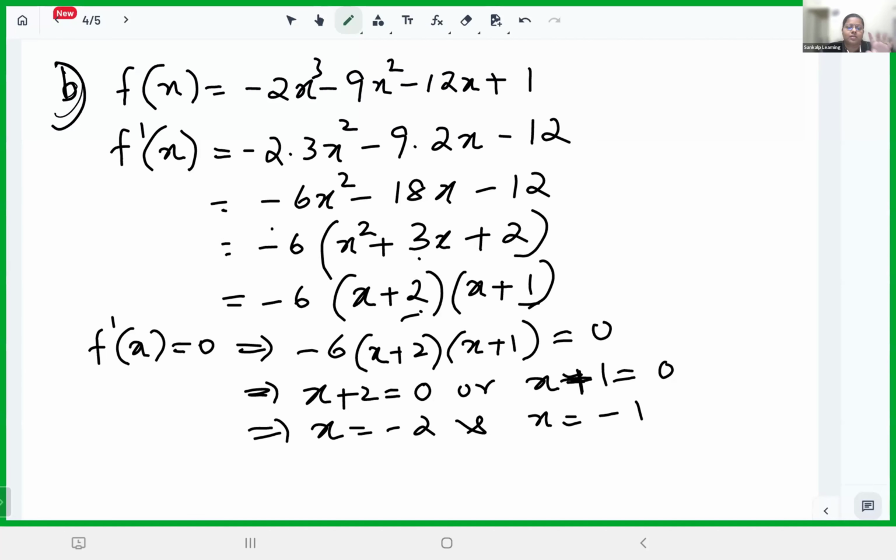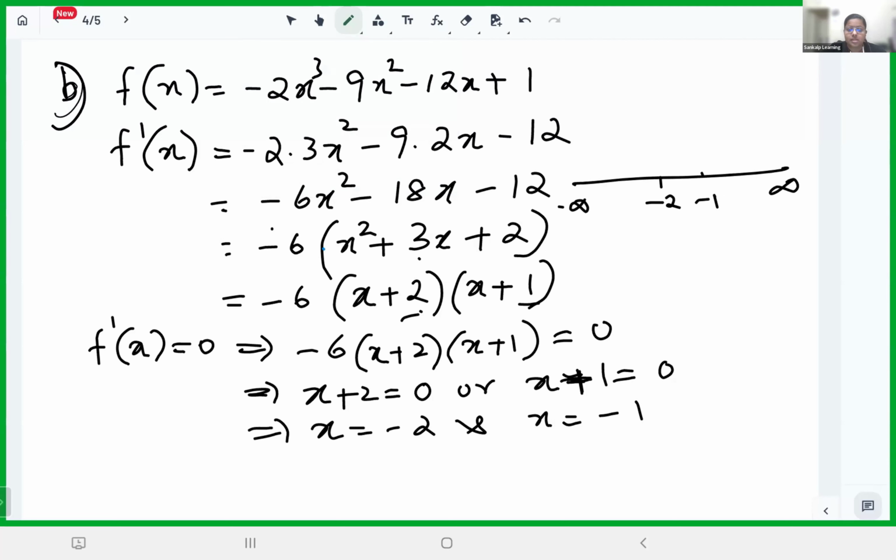Again, the given function is a polynomial function, so its domain is the set of all real numbers, which in interval form is minus infinity comma infinity. And these critical points divide the real line into 3 intervals. So here you can see it is minus infinity, infinity, and the critical points are minus 2 and minus 1. How many intervals are there?